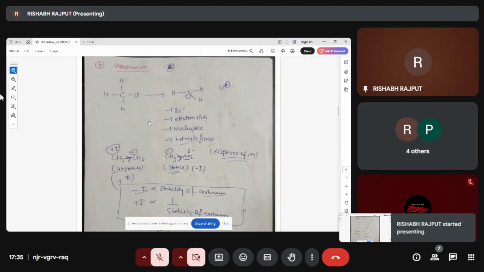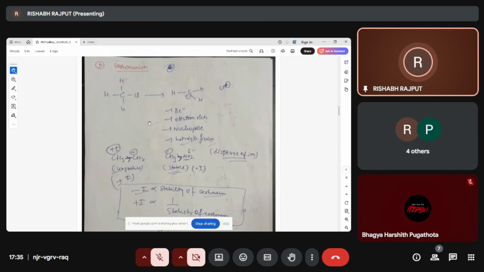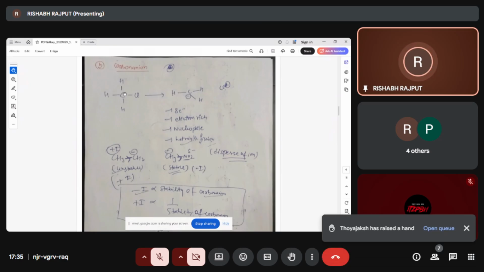Okay, today now I'm starting carbon anion. In a carbon anion, what happens actually? Between the carbon and chlorine bond, the electrons are shared. So what happens here? Here carbon will take this electron.